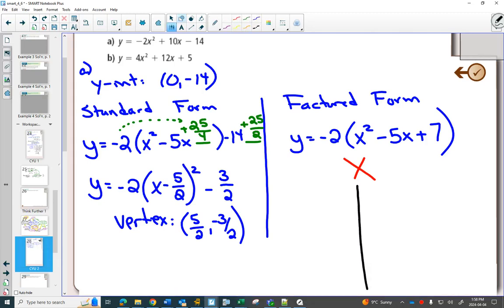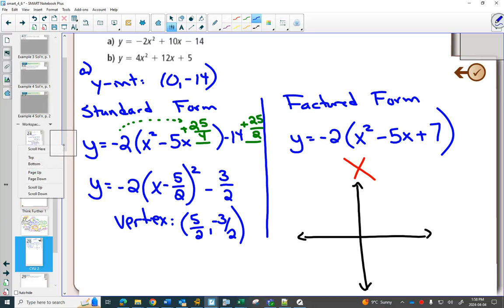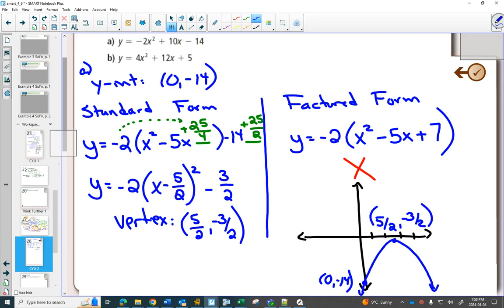So I go to sketch my graph now. I know that my y-intercept is at (0, -14). Without drawing a bunch of lines, I'm going to just estimate where I think negative 14 is going to be. My vertex is at 2.5, so maybe here. (2.5, -3/2). And I've sketched the graph. I have my vertex labeled and one other point.